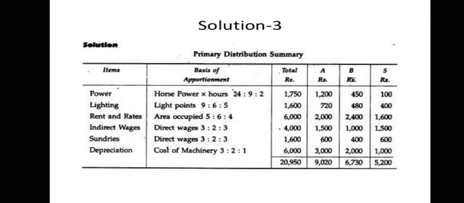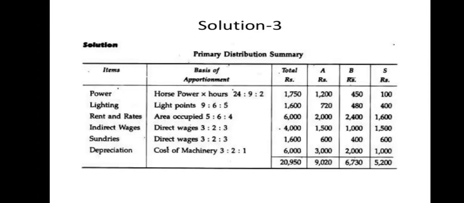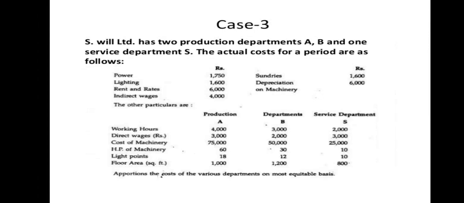Rent and tax rates, which is based on the area occupied. Square feet are given, no? So based on that we need to apportion. Rent and taxes are given as 6,000. So it is 5 is to 6 is to 4. How did we get 5 is to 6 is to 4? 1000 is to 1200 is to 800. Cut short, it will be 5 is to 6 is to 4, like that.